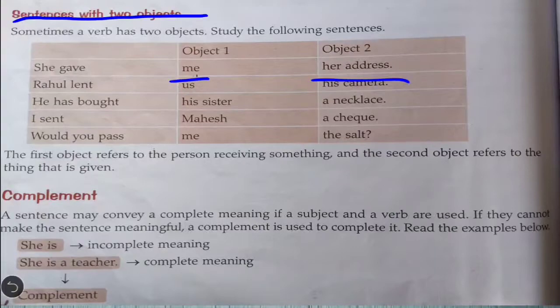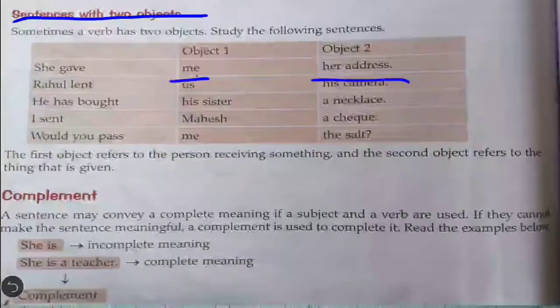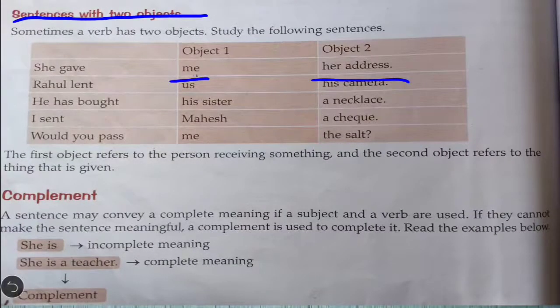Now what is complement? Object, I think it's not difficult for you to understand, because we have already learned it in the previous chapter, that is voice. So I hope, students, that you know very well what is object. Now look at what is complement. A sentence may convey a complete meaning if a subject and a verb are used. If they cannot make the sentence meaningful, a complement is used to complete it.